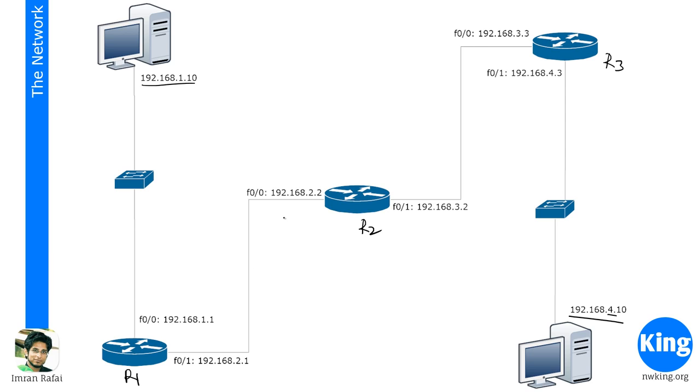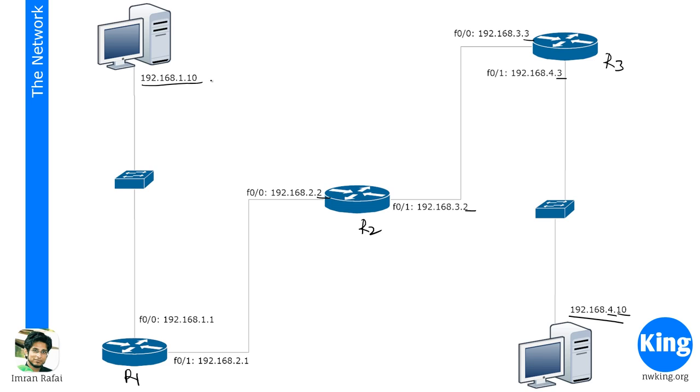This is 1.0, this is 2.0, this is 3.0, and the IP addresses that I've given to the routers are 1.1 because it's router 1, 2.1, 2.2 and 3.2 because the last octet 2 denotes router 2, and 3.3 and 4.3 denote router 3, right? And I've given the last octet 10 for the computers, both the hosts. You can follow anything, it's up to you, but I have followed this. It becomes easy for me.